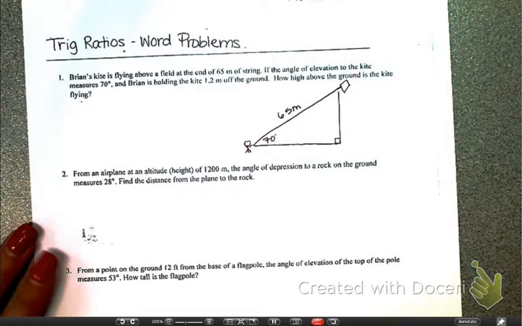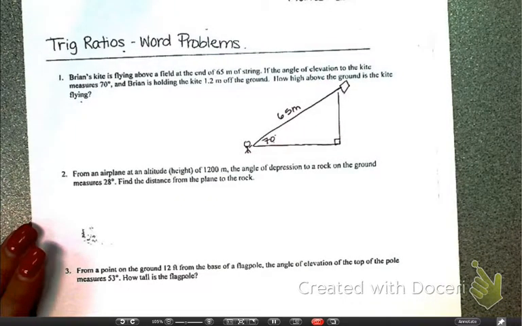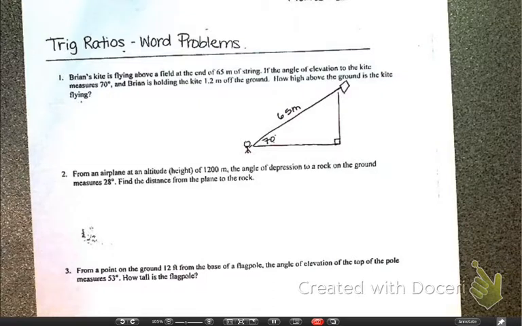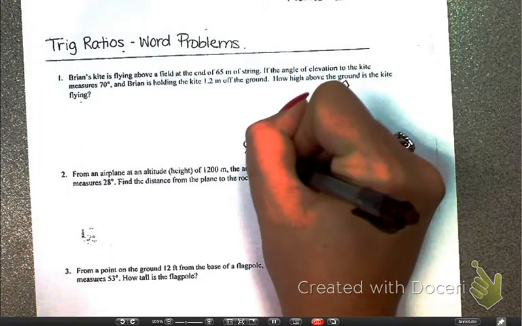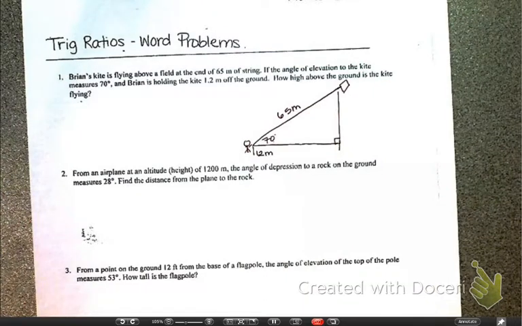And Brian is holding the kite 1.2 meters off the ground. Now this is the tricky part. What does that actually mean? What's 1.2 meters off the ground? How high his hand is. Because when you're flying a kite, you don't get to lay on the ground and hope your kite stays in the air. You have to hold it, and typically you run to give it some oomph. So the distance that he is holding the kite is 1.2 meters off the ground. Okay, so we're not on the ground. This one was probably the most tricky, and of course it's number 1.